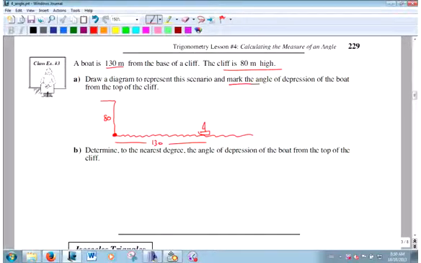Now, mark the angle of depression of the boat from the top of the cliff. Which way's angle of depression? Is that this or is it this? A or B? B. So someone's at the top of the cliff looking down on the boat. That's the angle of depression. Okay? Here he is here. He's looking down to the boat. That's supposed to be a straight line.